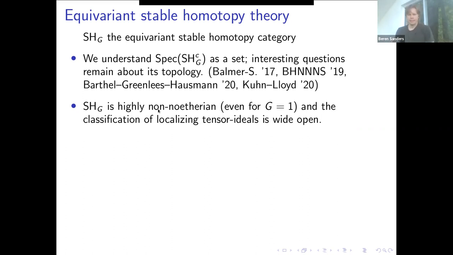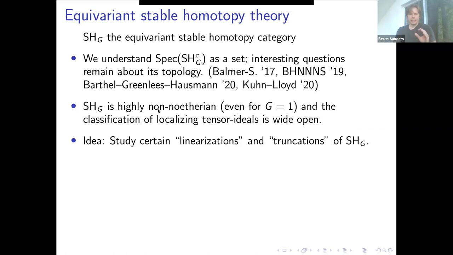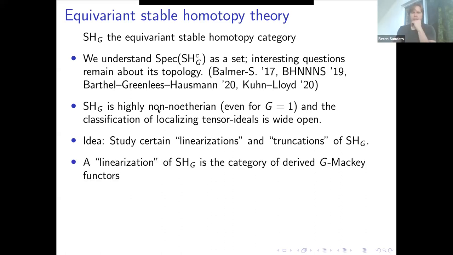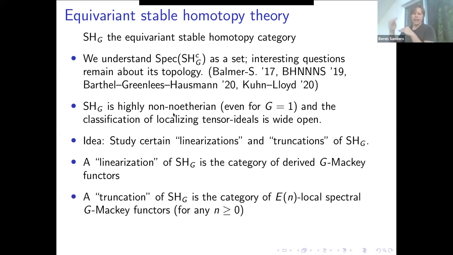So with that in mind, the idea one might have is to study certain linearizations and truncations of this category. I'm not going to be precise about what I mean by this, but for example, a linearization of the G-equivariant stable homotopy category would be something like the category of derived Mackey functors. On the other hand, a truncation of the G-equivariant stable homotopy category would be something like the category of EN local spectral Mackey functors. SH_G is highly non-Noetherian, but this linearization and this truncation are much more Noetherian, and we can potentially have some success in studying these categories.